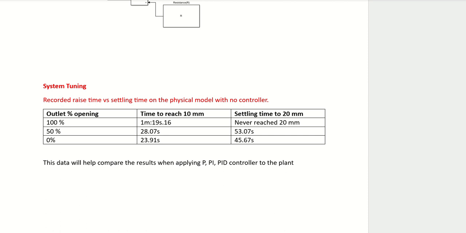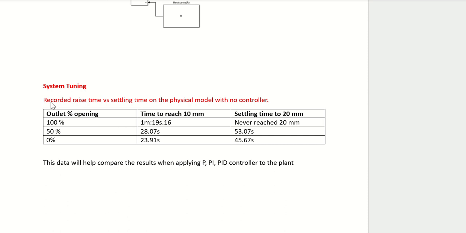Part of our task, we are required to design a PID controller to control tank level. At the beginning, we took measurements of the tank, its dimensions, to see how the system responds with our water pump. We recorded some values manually: the time to reach a height of 10 mm and the settling time, with the level we want to control the tank at being 20 mm.